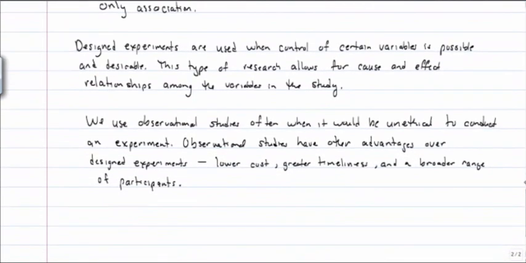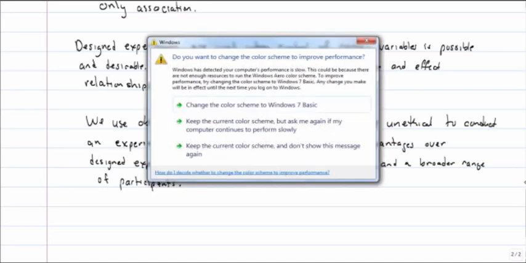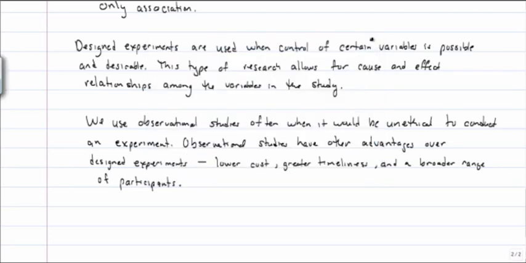We use observational studies often when it would be unethical to conduct an experiment. For example, you would not want to conduct an experiment trying to link smoking to lung cancer, or trying to link power lines to leukemia. Sometimes we are able to do experiments when we use a simulation. If we wanted to test the effect of wind shear on an airplane, then we could do a simulation for that instead of an observational study. We could do that type of experiment.